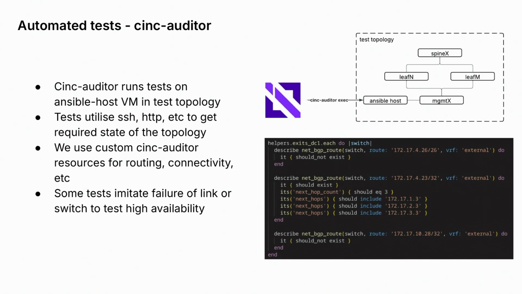So also we had to write some custom resources for Sync Auditor because it was focused on servers and it didn't have many resources that would get the network information for us that we needed. One of the examples is this net BGP route that you can see on the bottom right. It checks for routes in certain VRFs. It can compare next hop count, the next hops itself, and it just fails if it's not there.